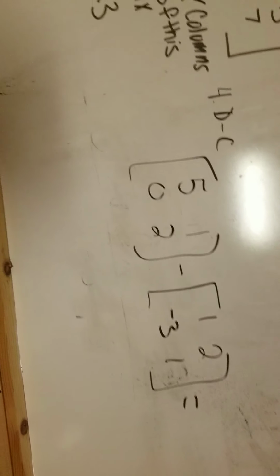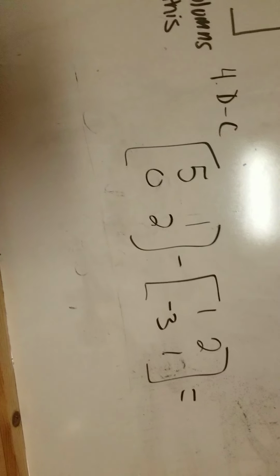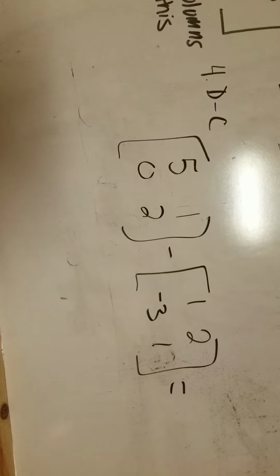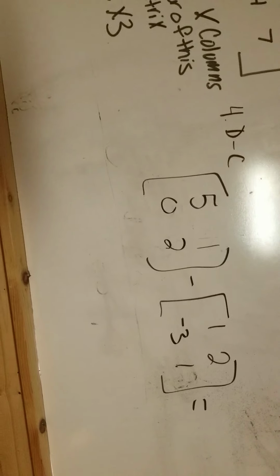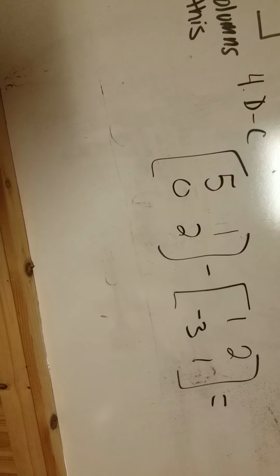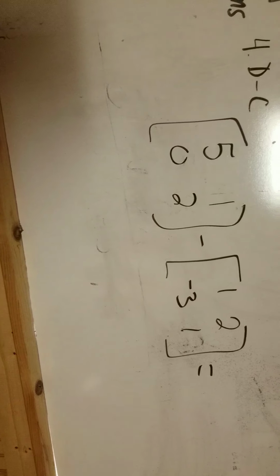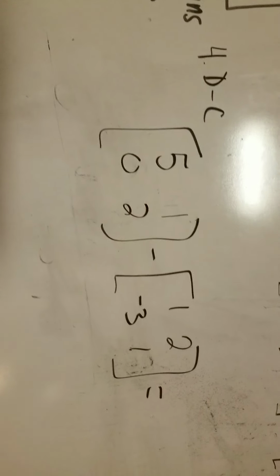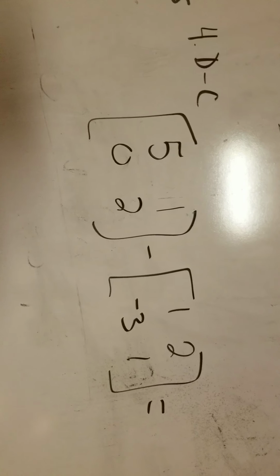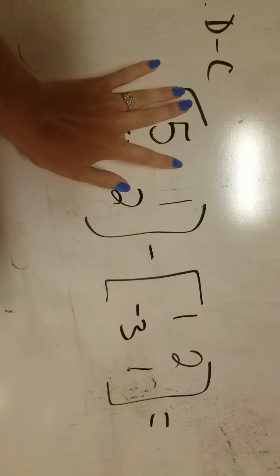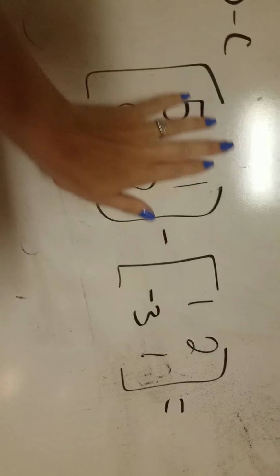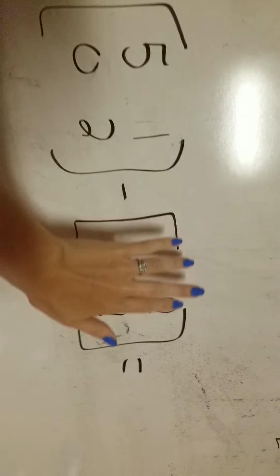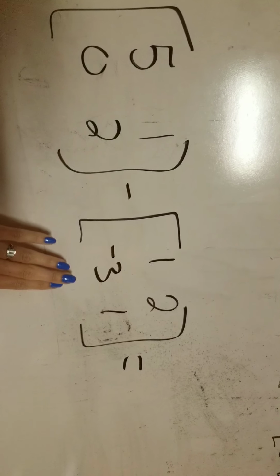Crazy, crazy easy. Okay? With addition and subtraction. If your order, remember, 2 by 2, 2 by 2. If those do not match, you cannot add or subtract. That's it. Okay? So, since they do match, we have a 2 by 2 and a 2 by 2. You have 4 positions right here. 5 pairs with 1. This one pairs with 2. 0 pairs with negative 3.